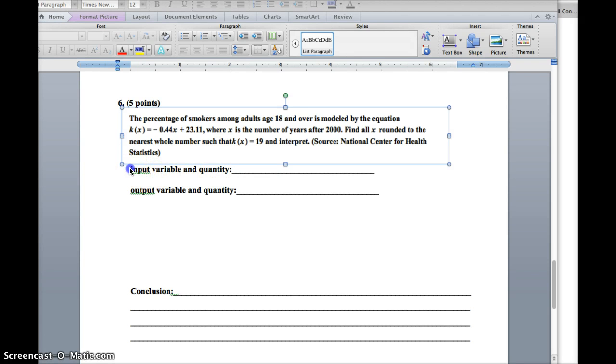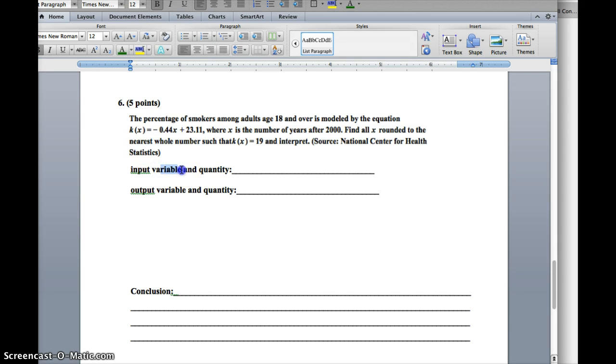So input variable, so a variable is a letter that we use, and the input is the input quantity. It's inside the parentheses. So my input variable, what I would write here is x is equal to, and then what quantity is it representing? Well, it says right here, x is the number of years after 2000. So I would write the number of years after 2000. You're going to get problems like this the rest of the semester and probably the rest of the math that you take. So it's a really good idea to take time to really understand what is the input quantity and what are we talking about before you start getting into solving.